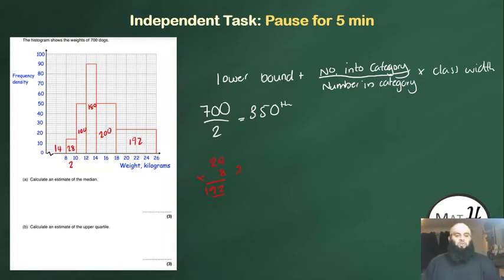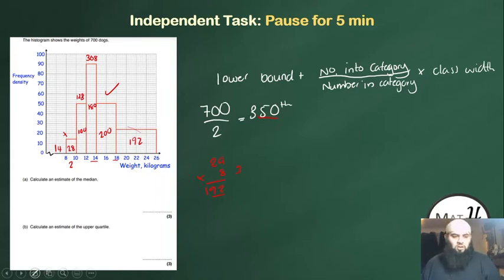Okay, so anyways, we need to concentrate on the median now. The 350th value. It can't be this one, which is 28. It can't be this one because it's 128. It can't be this one because this is the 308th value. So it has to be this category here, between the 14th and 18th intervals.